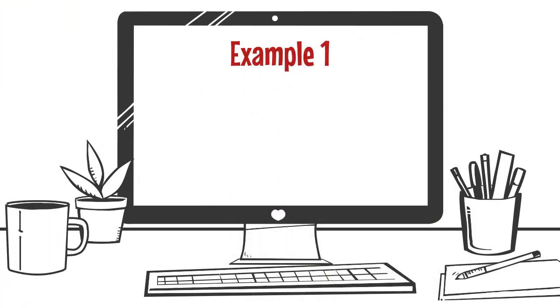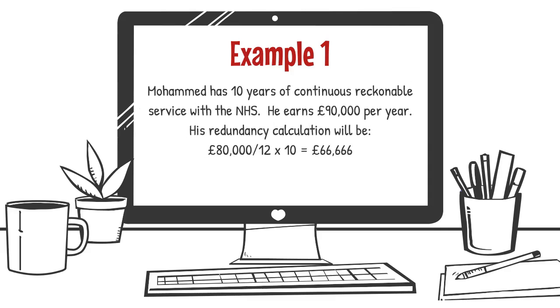Example 1. Mohammed works full-time. He has 10 years of continuous reckonable service with the NHS. He earns £90,000 per year. As this is above the redundancy eligibility cap, his redundancy will be based on an annual salary of £80,000.